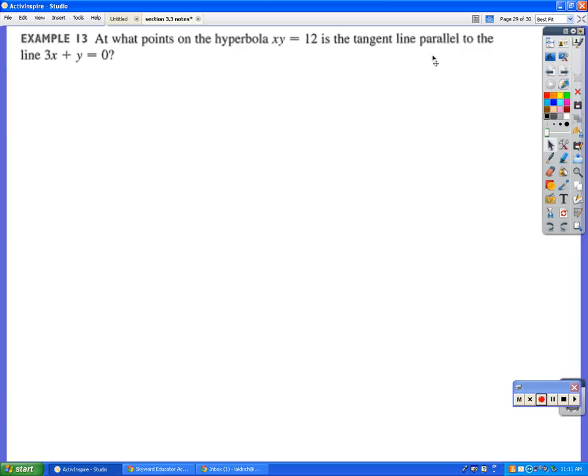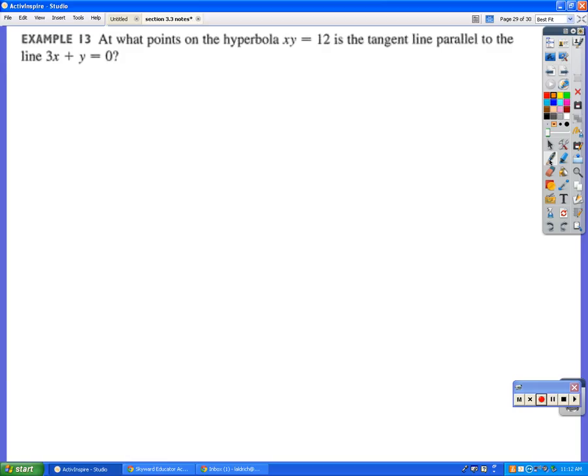Okay, so let's try another one. This one says, at what points on the hyperbola xy equals 12 is the tangent line parallel to the line 3x plus y equals 0?